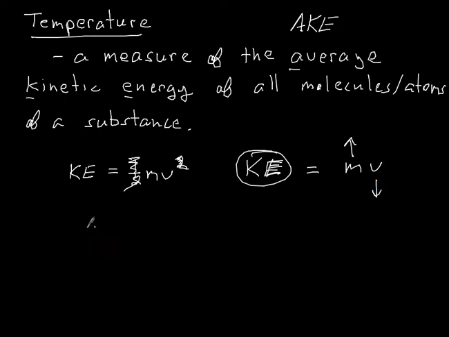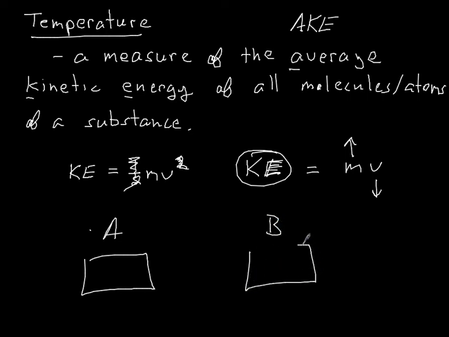And so if you have two substances or two gases, let's say we had gas A in a container, and we had gas B in a container, and the gas A substances were massive molecules, and the gas B molecules were small molecules.